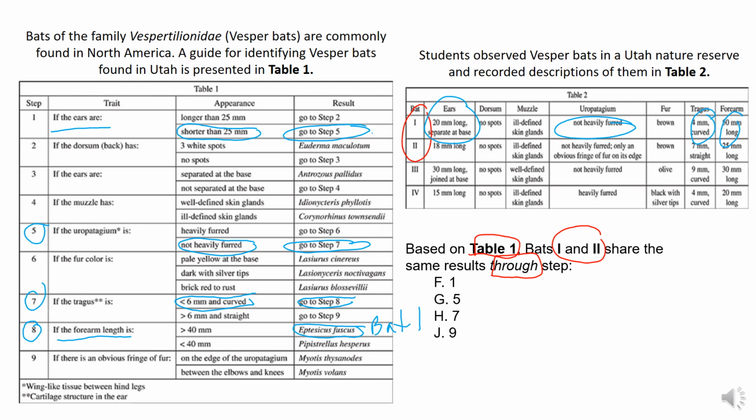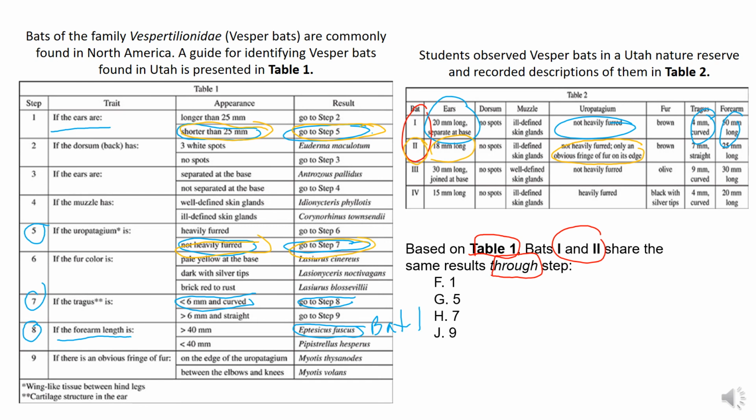Now, let's do this one in orange for bat 2. So bat 2, he is also shorter than 25, right? So we're going to circle that. And that tells us to go to step 5. Step 5 says if the Uropatagium is heavily furred or not furred. So this one says not heavily furred. So we are very similar right now. Then we're going to go to step 7.